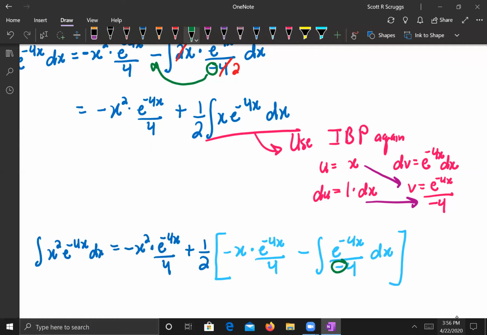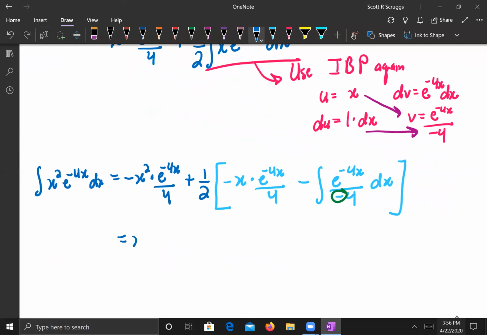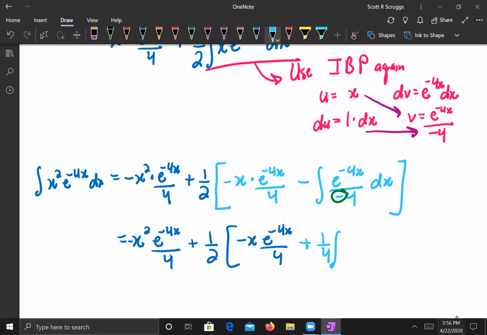I have a negative sign up front, so that goes out, and also the 1/4 goes out. So what I now have inside of my integral is, first copy down everything that I currently have: negative x e to the negative 4x over 4. And taking out the constant inside of the integral, I have plus 1/4 integral e to the negative 4x dx.